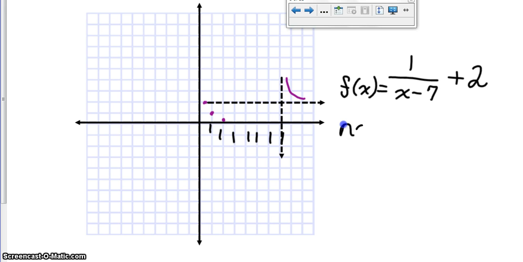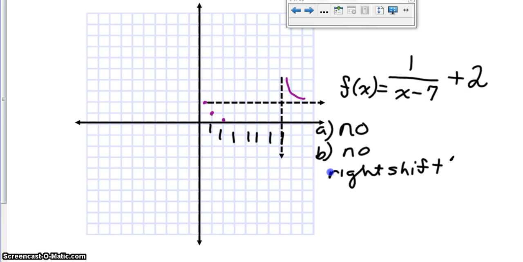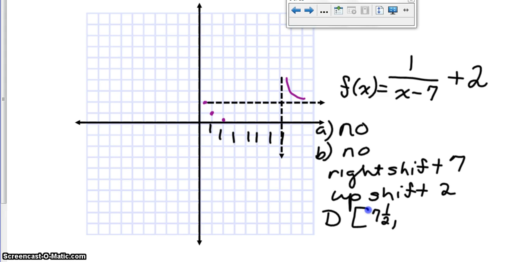All right. So for part A, no, didn't do anything. For part B, no. Okay, what did I do? Right, shift 7, up, shift 2. So far, so good. What's my domain? Well, remember here it was a half, so this is just going to be 7.5. And remember this was 2, so 2 onto 7 becomes 9.